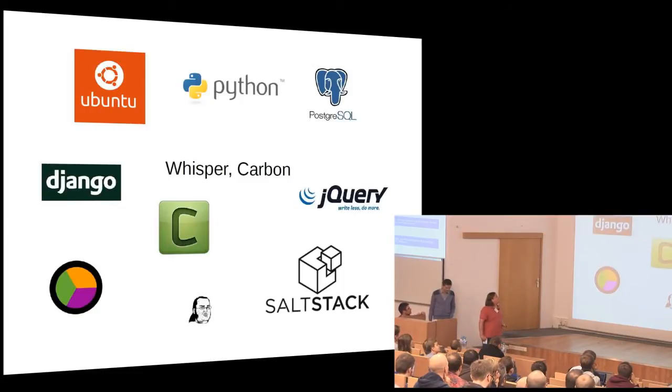Here you can find the technologies we used. In our case, Ubuntu does not mean we don't know how to configure Debian, but we don't want to configure Debian because it's just an operating system for research. Python programming language, PostgreSQL database, Django web framework, Celery, Carbon, Whisper, Graphite, jQuery and Flot to make a perfect user interface, and Saltstack, of course.